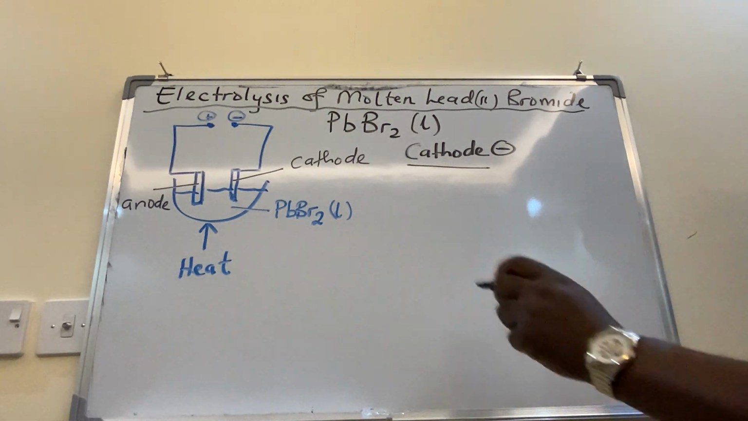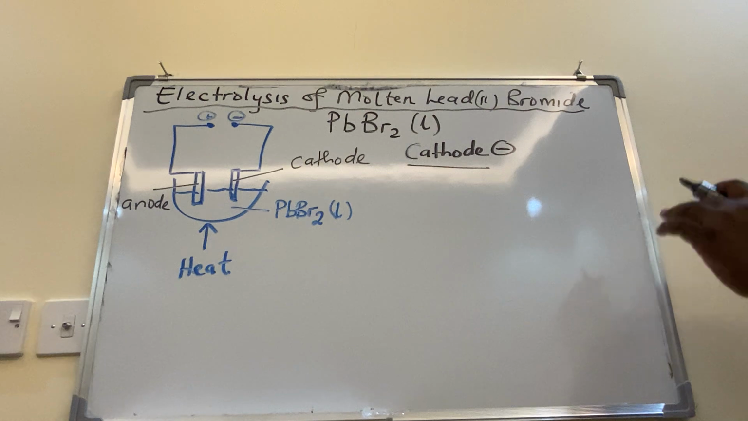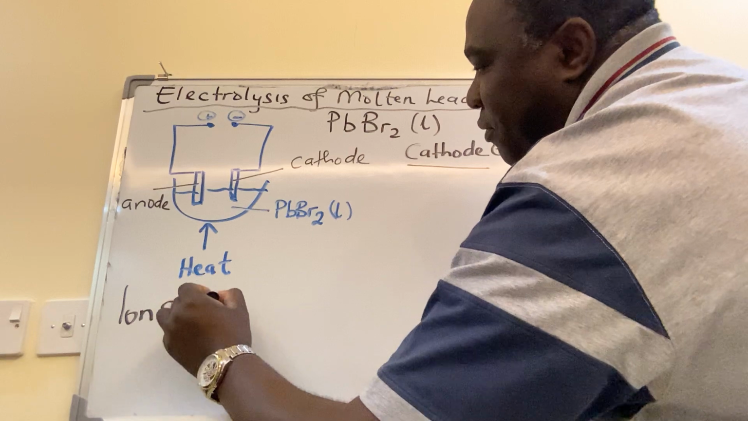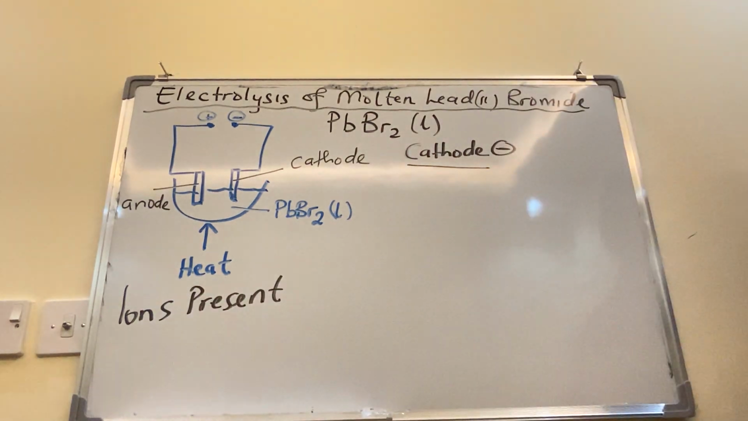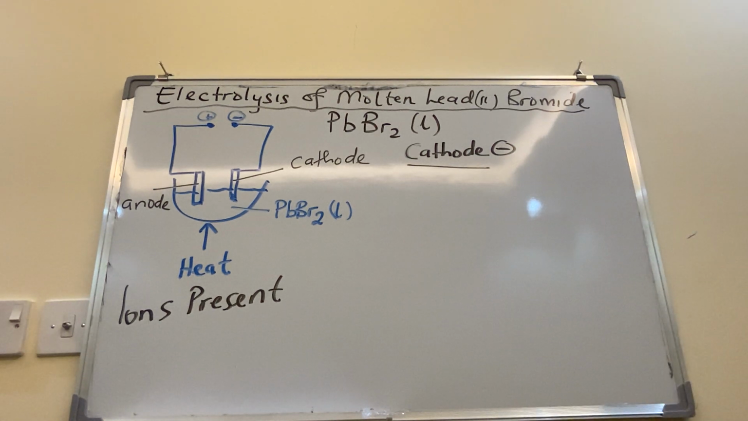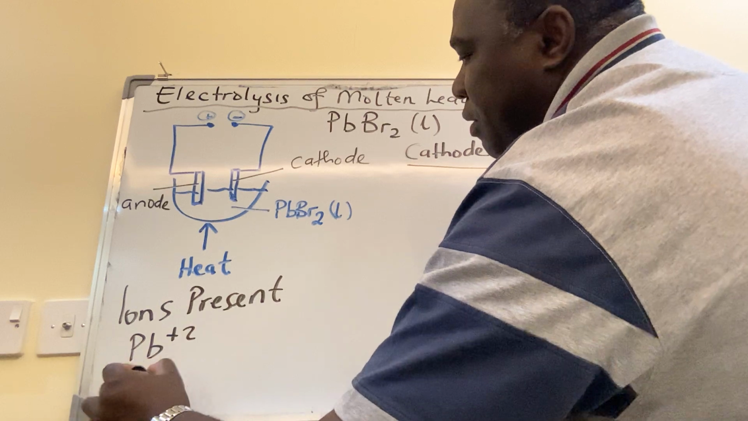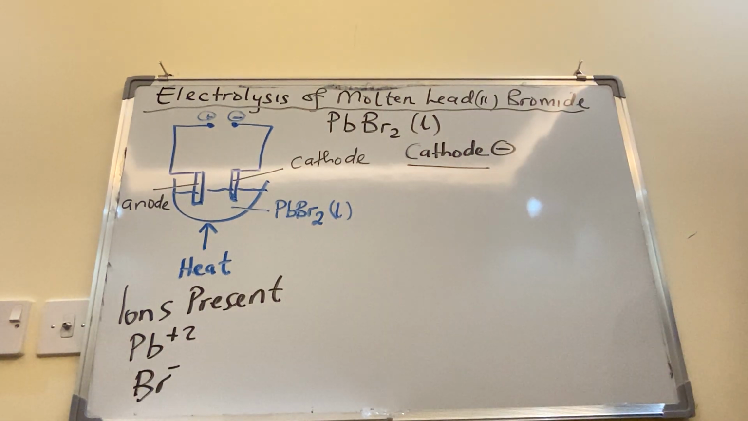In lead bromide, we have two ions. If I write down here ions present, it's important in electrolysis for you to write ions present, especially in the aqueous phase, because you might have four ions present and then you have to deal with selective discharge of ions. But in molten compounds, it's very easy. We have a binary compound which has been allowed to melt, so ions present, we are only going to have our lead ions and our bromide ions.